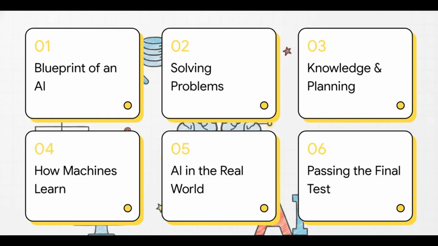Okay, here's our roadmap. We'll start off with the blueprint of an AI, then move into solving problems and searching. After that, we'll cover knowledge, reasoning, and planning, explore how machines actually learn, look at AI in the real world, and finally, we'll prep for passing the final test.